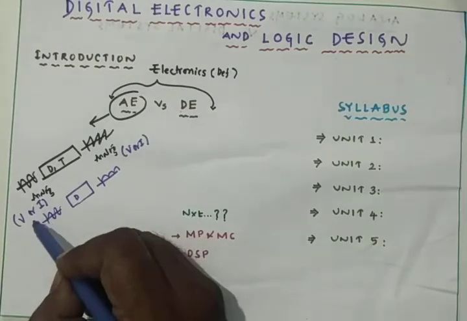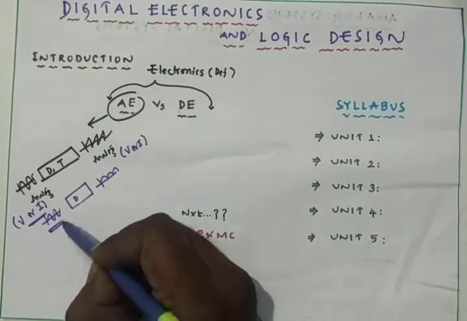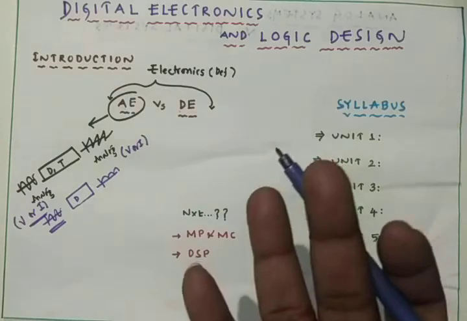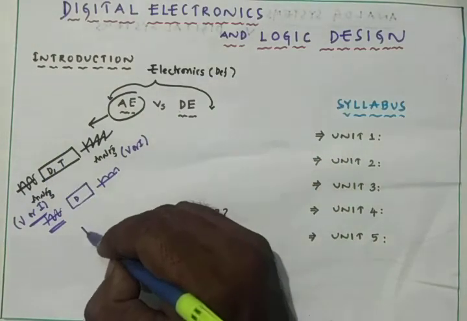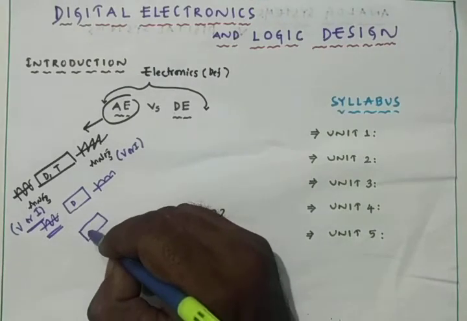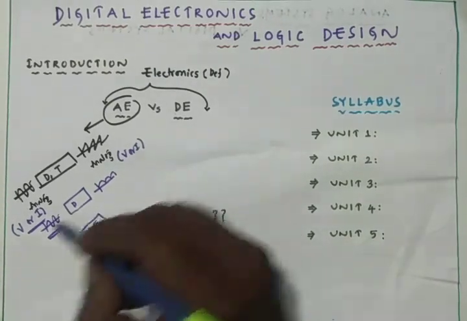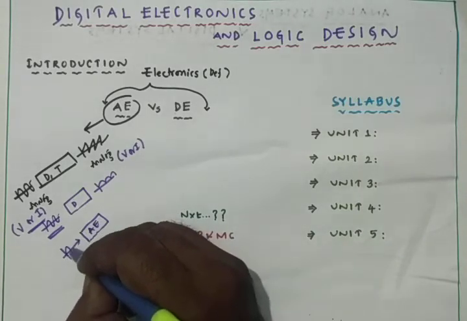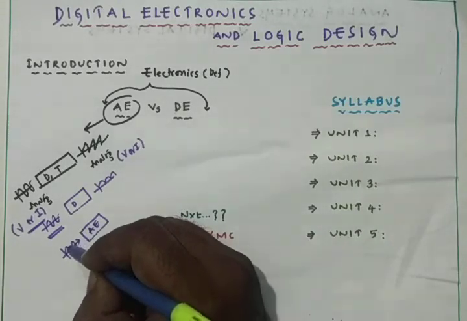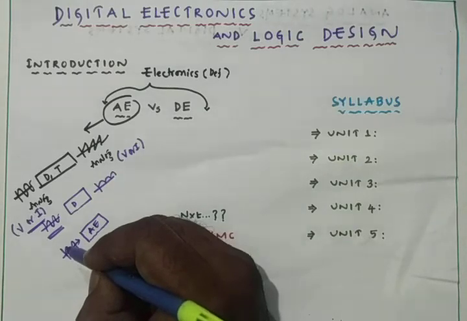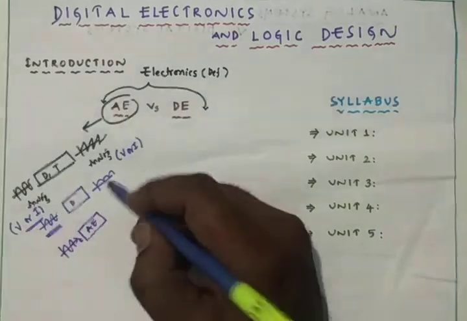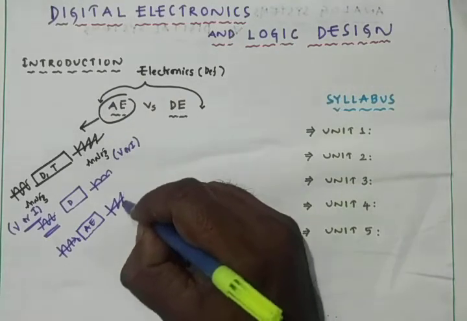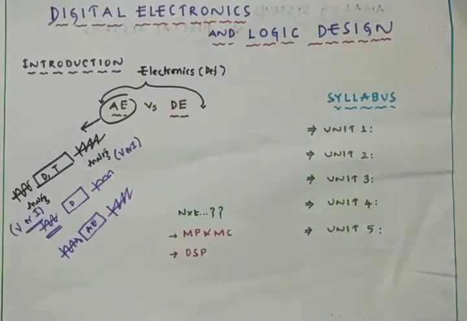The best example for the analog signal is an AC signal. That AC signal may be voltage or current. If I am going with analog electronics, that means it is an analog system, and the input signal I am giving is an analog signal. An analog signal is one which continuously varies with respect to time. That is called analog. Then the output is also analog, continuously varying with respect to time.